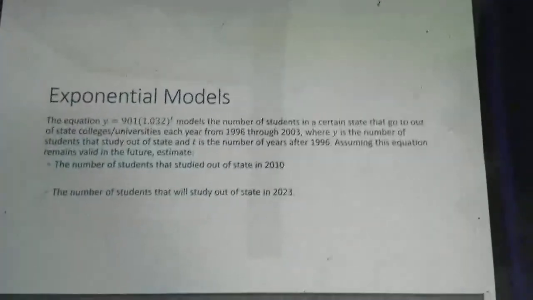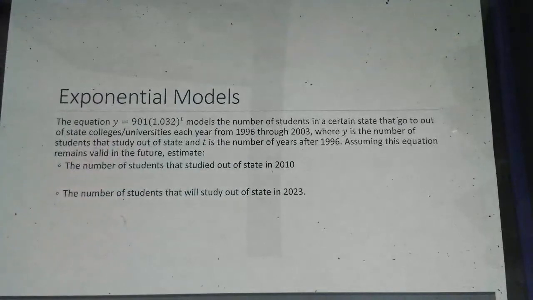We're going to try to work with one of these exponential models. The equation y equals 901 times 1.032 raised to the t models the number of students in a certain state that go to out-of-state colleges and universities each year from 1996 through 2003. Where y is the number of students that study out of state, and t is the number of years after 1996. Assuming this equation remains valid in the future, we want to estimate the number of students that studied out of state in 2010 and the number of students that will study out of state in 2023. Try to find that key piece of information that's trying to trip you up.